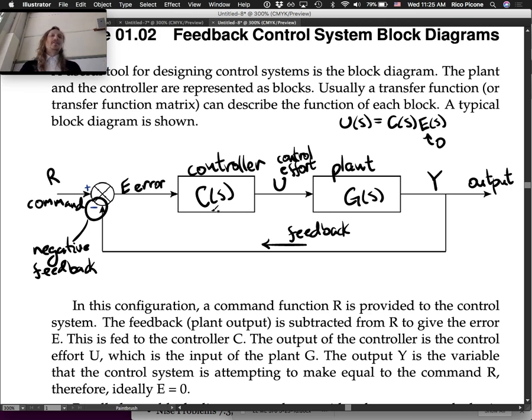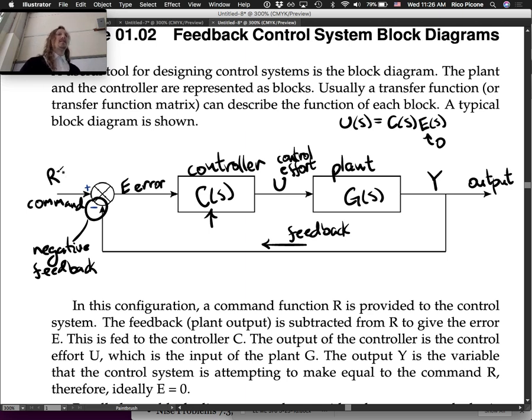When the error is non-zero, we're going to get something. The controller is going to do something, depending on how we've designed it. So most of what we're doing is designing what C of S is going to look like. We want to make C of S such that our output performance characteristics are good: stability first, then transient performance and steady state performance.